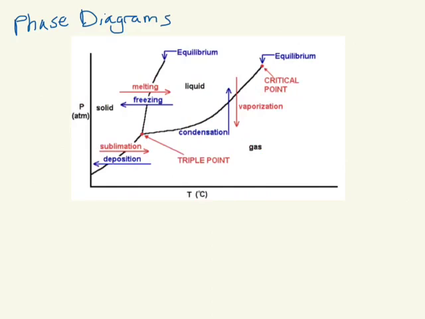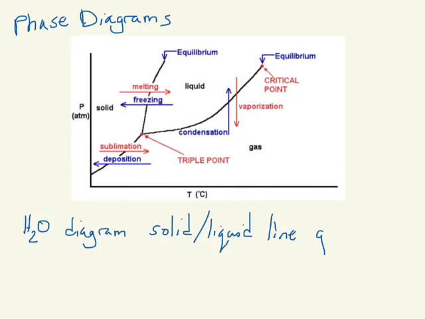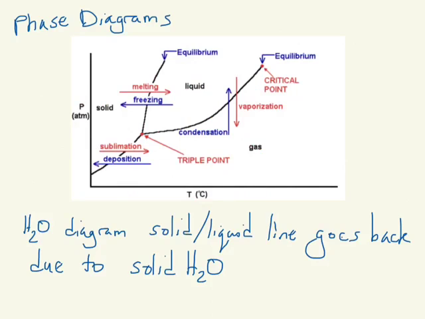Okay. It's basically the idea that, here, I'll make a little note of it, okay? H2O diagram, solid-liquid line goes back, okay? And this is due to the solid H2O being less dense than liquid. Okay, that's the reason that occurs.